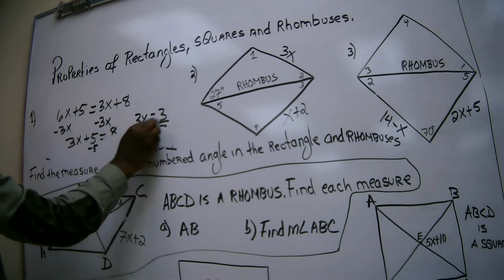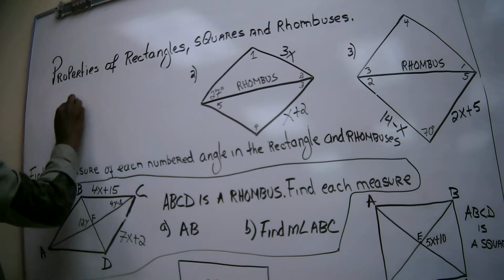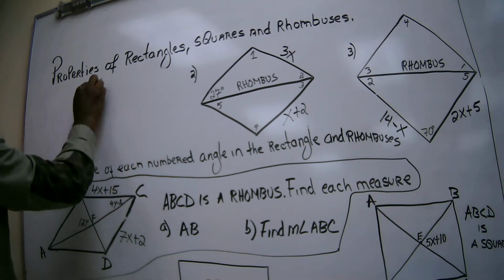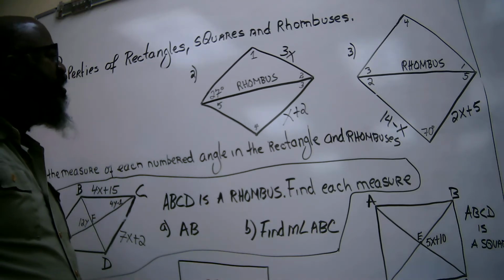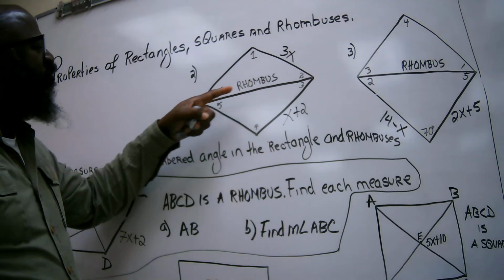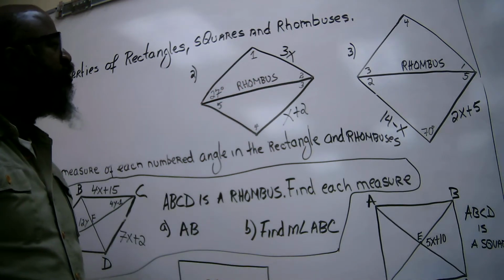Alright, next problem is a rhombus. So remember the properties of a rhombus. A rhombus is a special parallelogram. It has 4 congruent sides. The diagonals bisect both pairs of opposite angles. Bisect means to split into 2 congruent angles. So those are the properties.